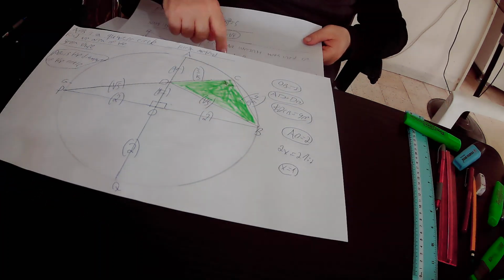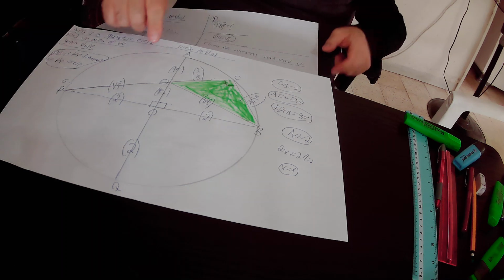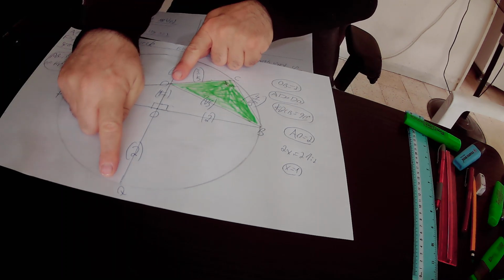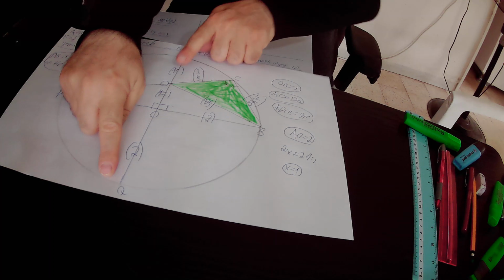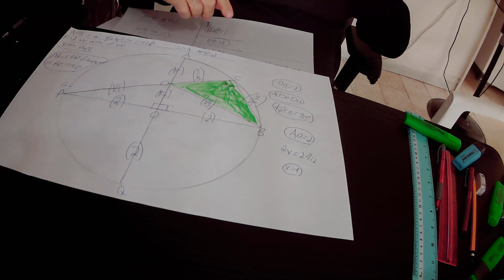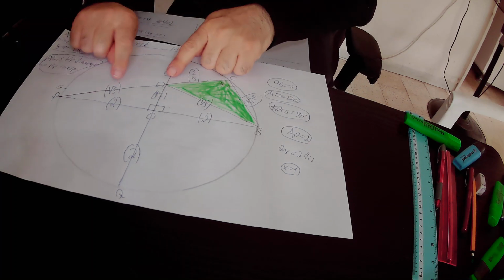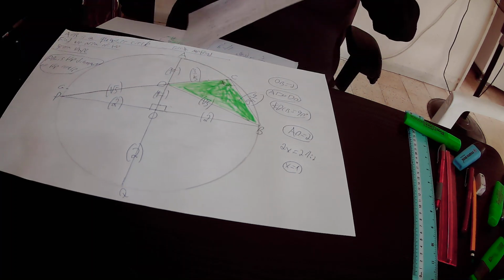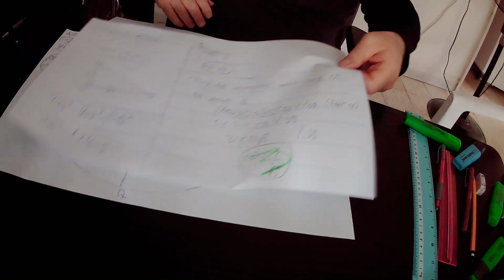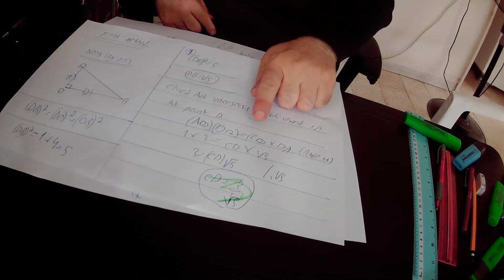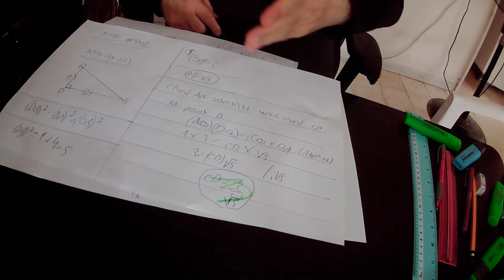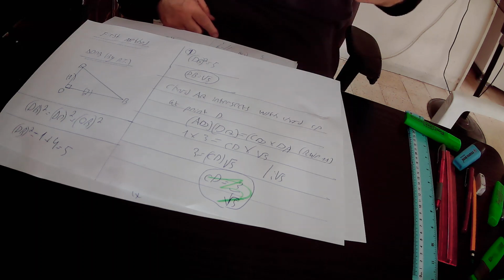AD is 1, DQ in total equals 1 plus 2, that is 3, and it equals CD. CD is the missing side, so we leave it as it is, times DP, which is equal to square root of 5. According to rule 11, we found that 1 times 3 equals CD times square root of 5. 1 times 3 is 3, so 3 equals CD times square root of 5.